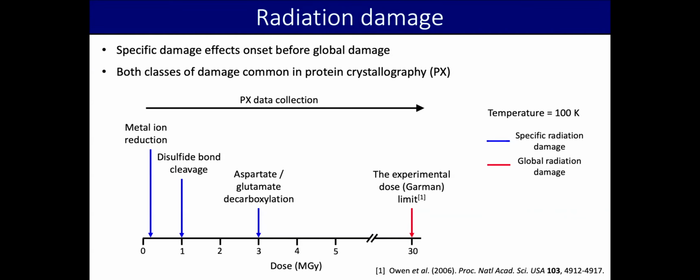And on the left here, I've plotted the approximate doses at which some of the specific radiation damage artifacts I mentioned a couple of slides ago onset. So you can see that these dose values are much lower than the experimental dose limit. So it's perfectly possible to collect a data set that shows no sign of global radiation damage at all, but actually still contains specific radiation damage artifacts that could lead you to draw incorrect conclusions from your structure.